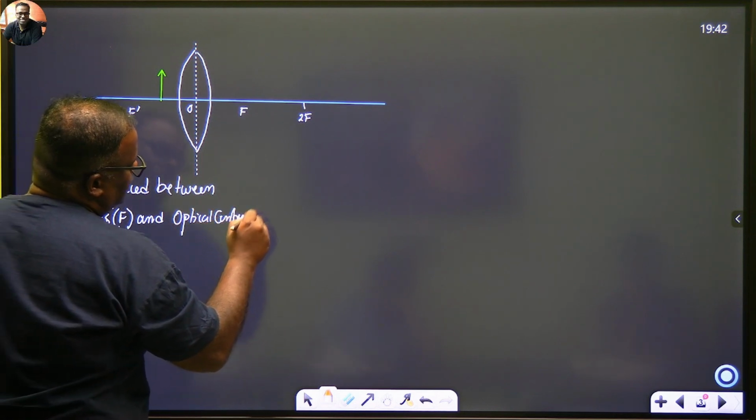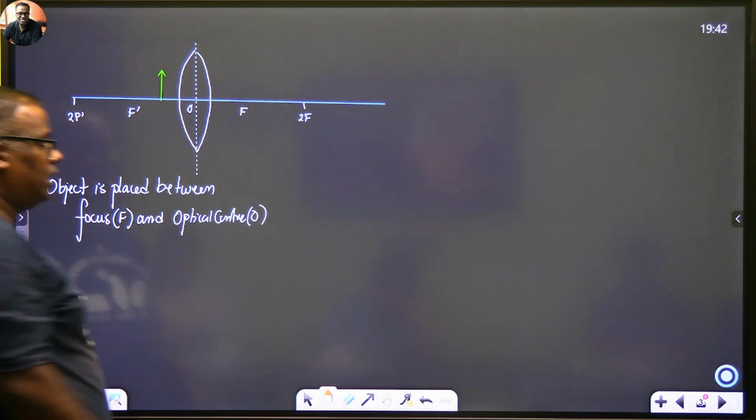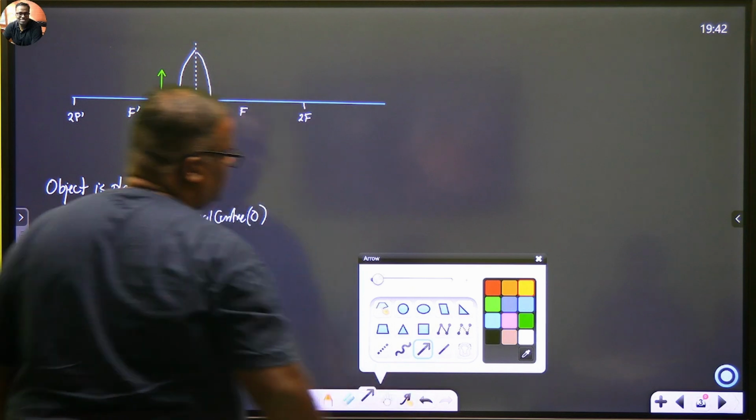What is the optical center? O. It's placed between F and O. So let's understand and go by your rule book. What does the rule book say? The rule book is very simple.